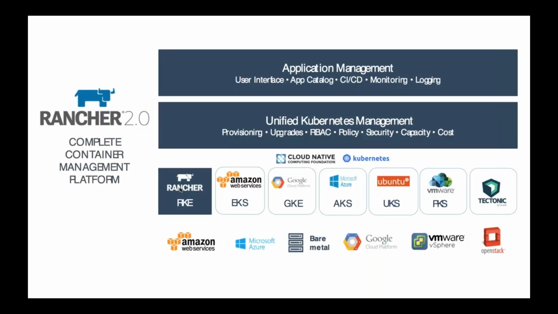So Rancher 2.0, it's a complete container management platform. And these are the different layers at which it functions. As you can see, we have support for different infrastructure providers, cloud providers. For example, AWS, Azure, and we also support your clusters that you have deployed on hosted Kubernetes providers such as Amazon EKS or GKE or Azure's AKS and so on. Then on top of that, you have the unified Kubernetes management, which takes care of provisioning your workloads or upgrades to your workloads. It takes care of RBAC and pod security policies and so on.